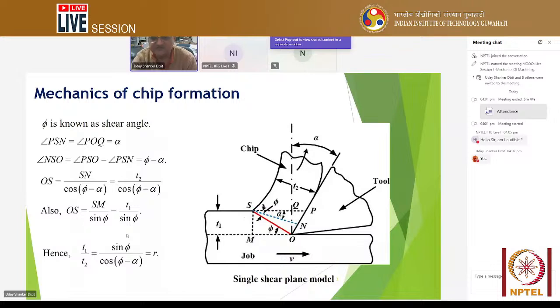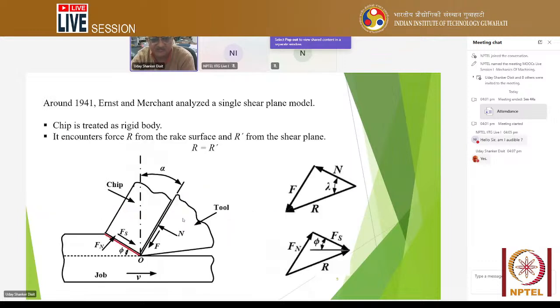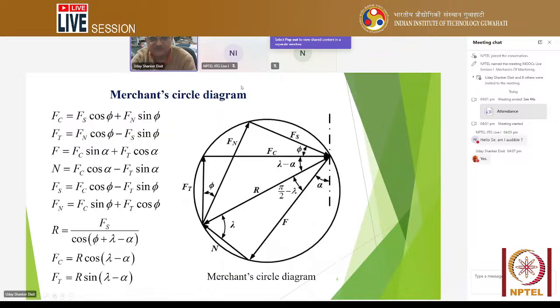Okay, and it is related to shear angle phi. So this type of relation has come from geometry actually. And chip thickness, due to volume constancy, it shortens also because there is plastic deformation, volume will remain. In a simplified way we are showing these forces: normal force, shear force, here normal force, and friction force. So we use a Merchant circle diagram just to understand the relations.